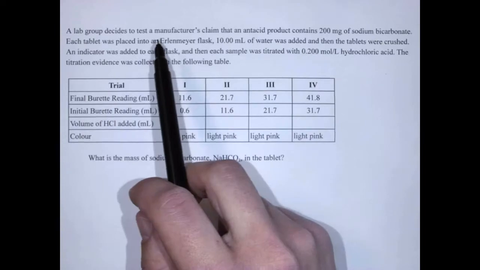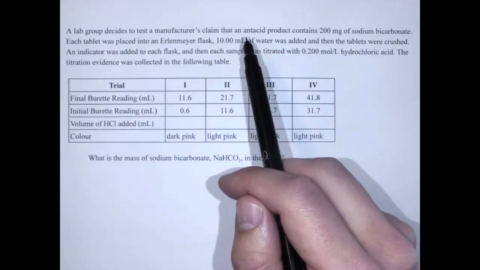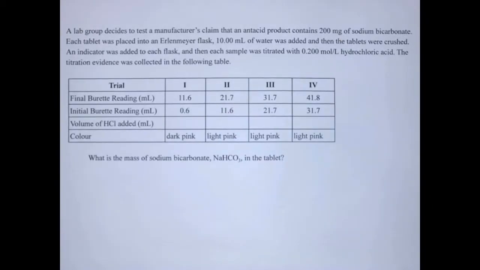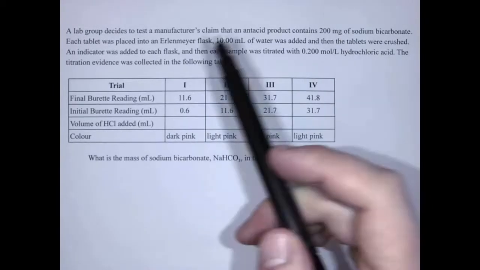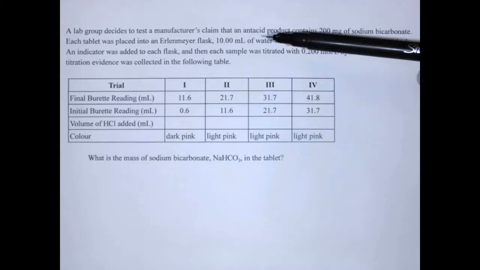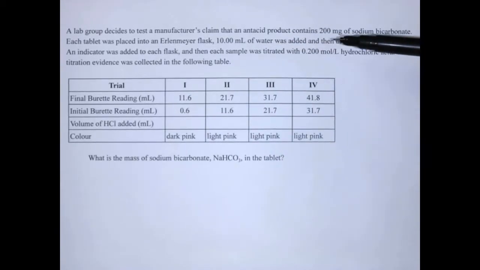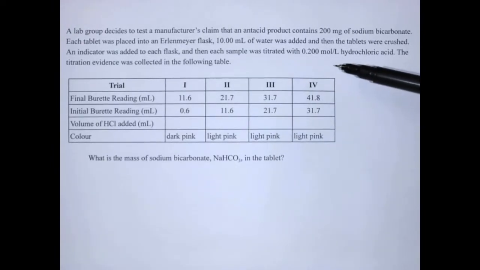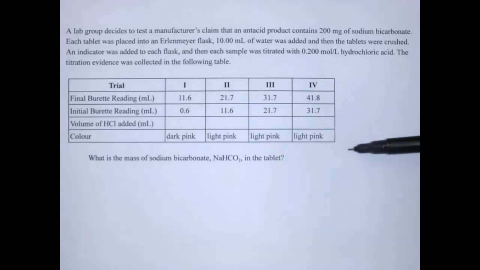So a lab group decides to test a manufacturer's claim that an antacid product contains 200 milligrams of sodium bicarbonate. Each tablet was placed into an Erlenmeyer flask, 10 mL of water was added, and then the tablets were crushed. An indicator was added to each flask, and then each sample was titrated with 0.200 mole per liter hydrochloric acid. The titration evidence was collected in the following table.